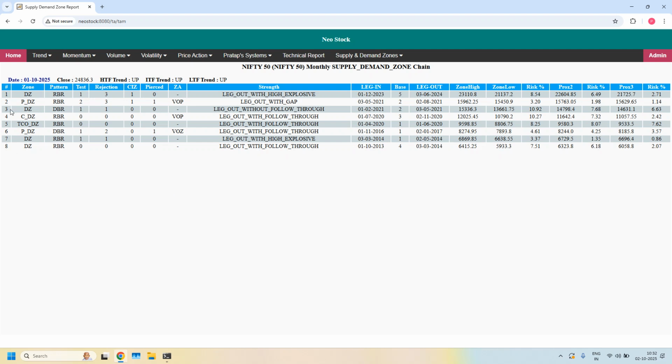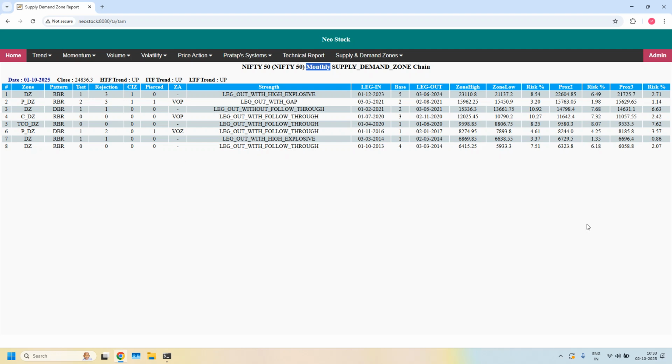In any supply demand zone chain, always look into the zone column to find the high liquidity zones and look into the pierced column to find the pierced zones. Always look into the monthly time frame to find the trend of the current time frame you have selected. That means always look into the LTF trend to find the trend of the current time frame. You already learned one time frame higher is ITF and one more time frame higher is HTF. You are already aware of these concepts.